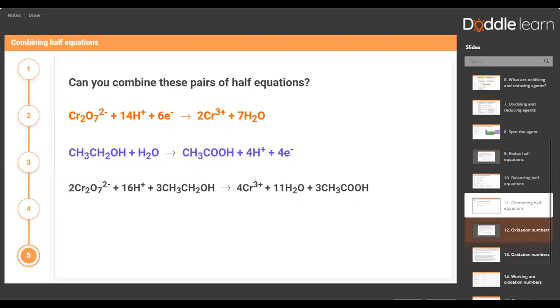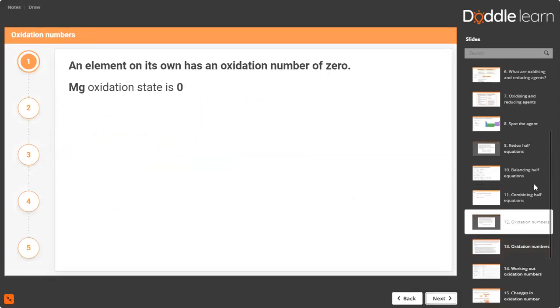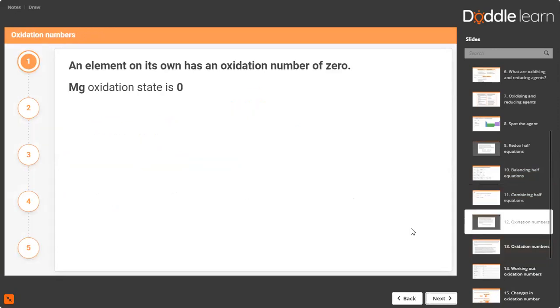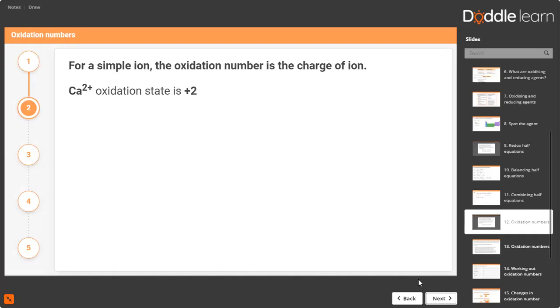What we're going to do now is we're going to look at oxidation numbers. So an element on its own always has an oxidation number of 0. So if we're talking about magnesium, its oxidation state is 0, okay? Something that we should be really happy with, but something on its own is 0. So for a simple ion, the oxidation number is the charge of the ion. So for example, calcium 2+, its oxidation state is +2.